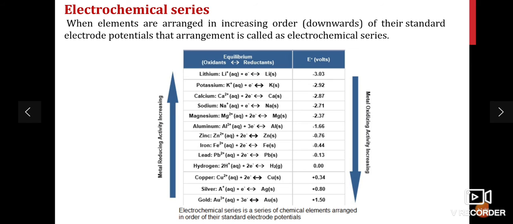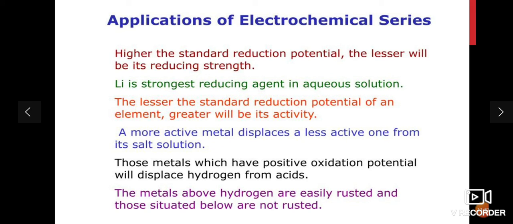Okay, let us move on to another topic called the electrochemical series. When the elements are arranged in increasing order of their standard electrode potentials, that arrangement is called the electrochemical series. So the table is displayed here. You can pause this video, go through the table, then come to the applications of the electrochemical series.